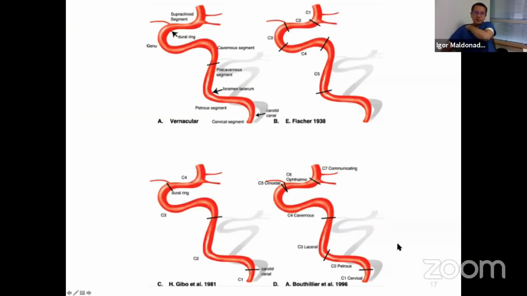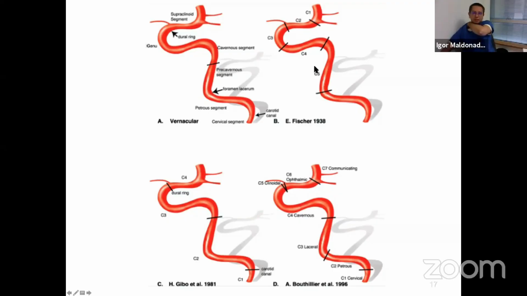As the ICA penetrates the skull, it presents several segments that must be recognized. There are different ways to classify them. Different classifications were proposed. I am not going to show all of them in this lecture. It is a knowledge that is still evolving. These are the classifications that are accepted in most centers, but it's quite variable from one place to the other.